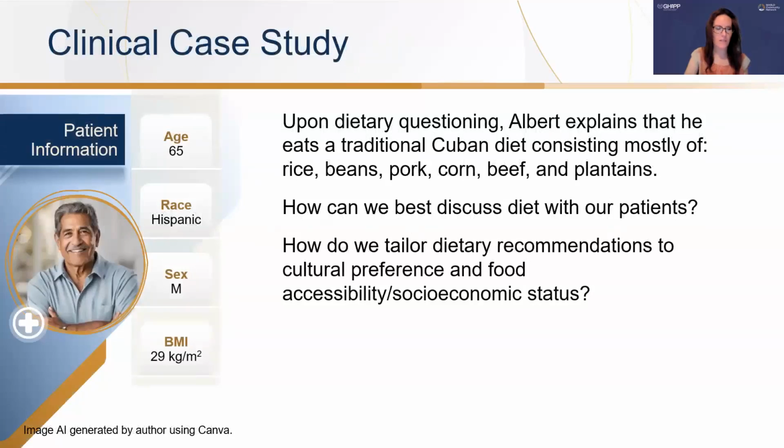So let's get back to our clinical case study. We know that there's some opportunity for discussion here. Lifestyle is really important, and food is a really important part of that. So how do we talk to patients in a culturally considerate way? Albert's explaining that he has a traditional Cuban diet, and how can we discuss that with him in ways that are culturally competent, but also going to help impact change?